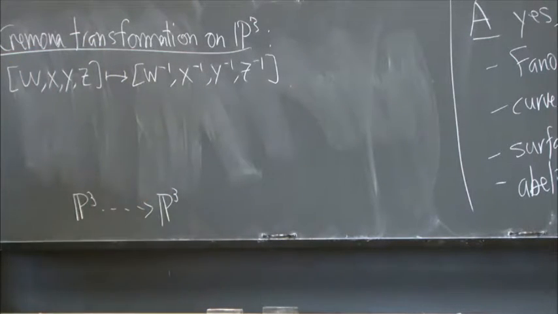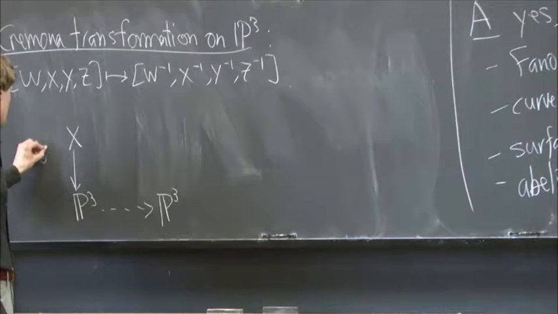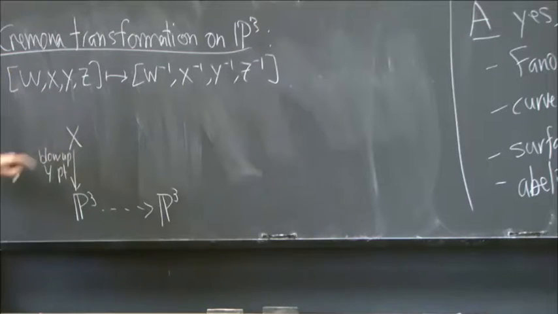So here's what you do. In 2 dimensions, we blew up 3 points and then blew down stuff. We start the same way. So we blow up the 4 standard coordinate points. Sorry, this x and this x are not the same. I'll never use this x again, I promise. OK, we blow up the 4 points.